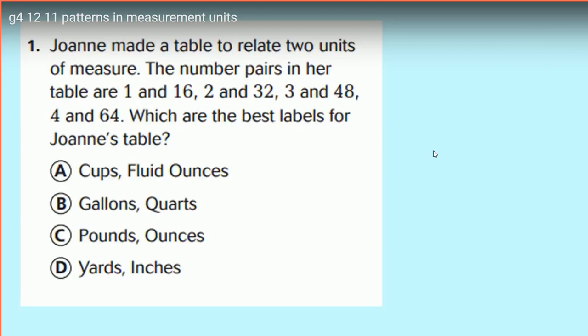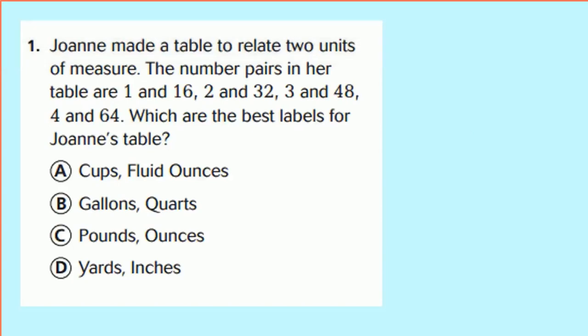To relate two units of measure. The number pairs in her table are 1 and 16, 2 and 32, 3 and 48, 4 and 64. What are the best labels for Joanne's table?